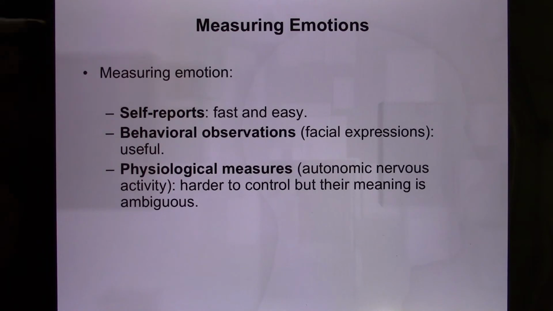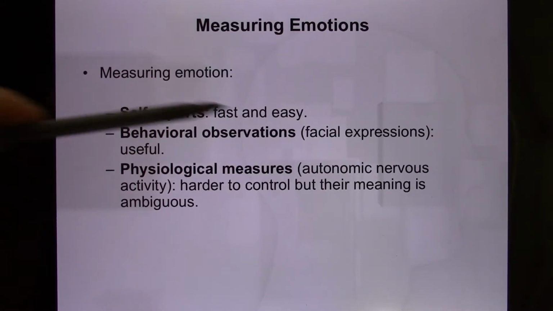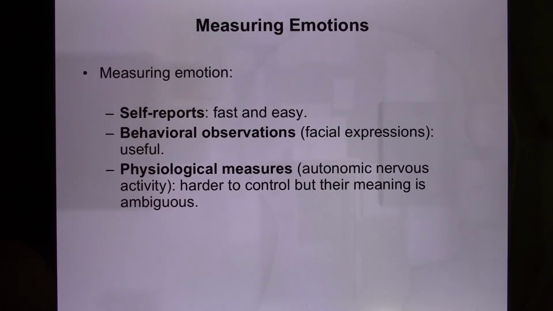First one, self-report. They can ask the subject to tell you how they feel. And the second one is behavior observation. They can look at their facial expression. In humans, this is pretty useful because we have very complicated facial expressions, and we use them to communicate with other people. So we can look at their face and know how they feel.